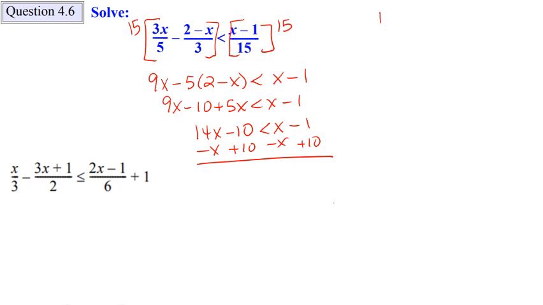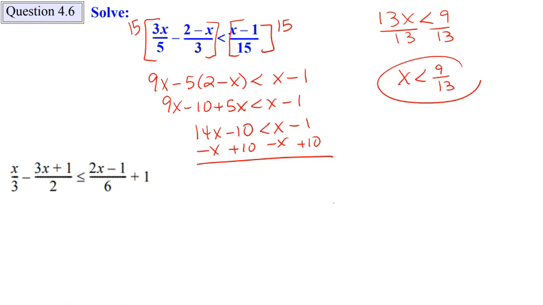Running out of room here, I'm going to go 13x is less than 9. Divide both sides by 13. X is less than 9 over 13. Again, I said this before, but at the beginning of the previous lesson, when you multiply or divide by a negative, you switch the inequality. But because of my, I guess, unique way of solving equations, I almost always avoid a negative by bringing over the smaller variable. But in case you don't, you will have to use that rule.